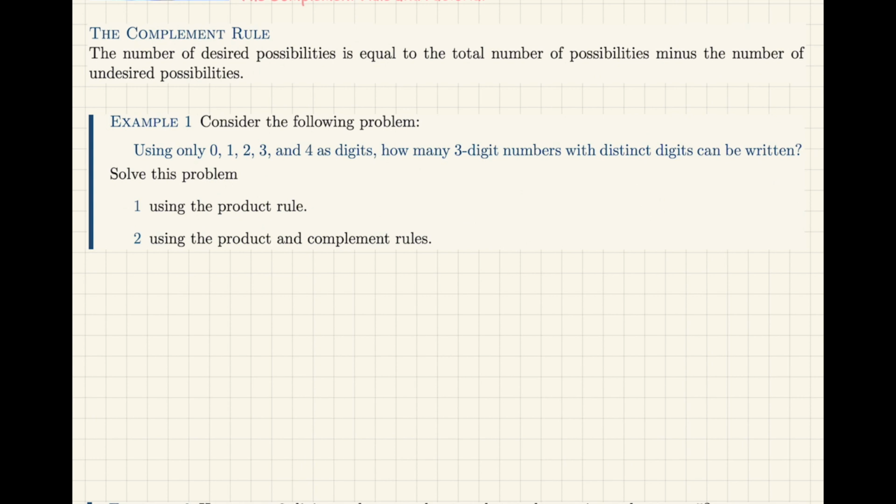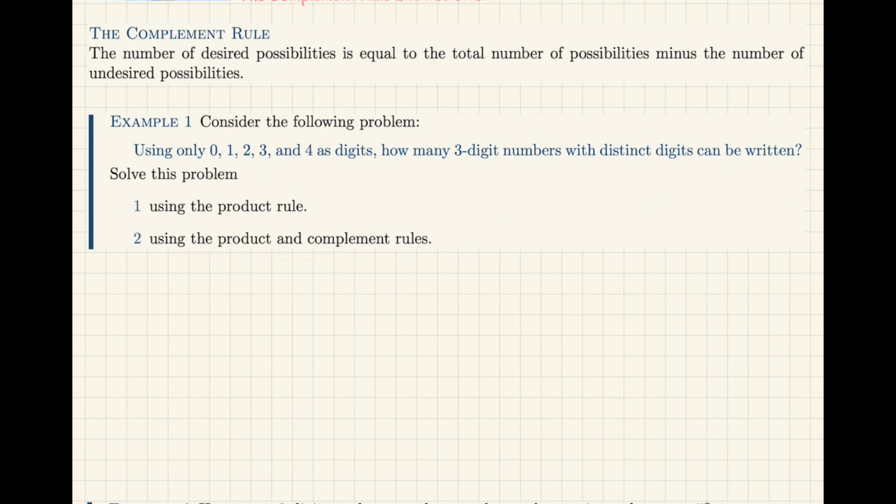I have written it in blue, okay? Using only 0, 1, 2, 3, and 4 as digits, how many 3-digit numbers with distinct digits can be written? Of course, it's very easy for you right now. You don't even need the complement rule. But I have solved this problem in two different ways: using the product rule, and using the product and complement rules, okay?